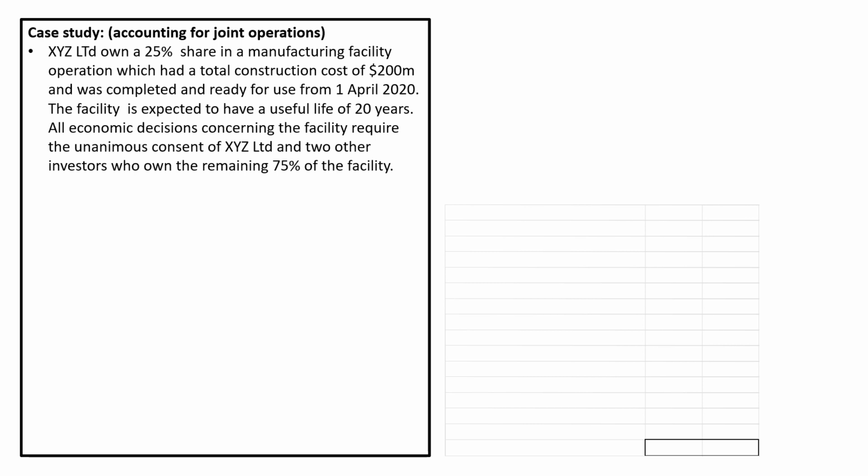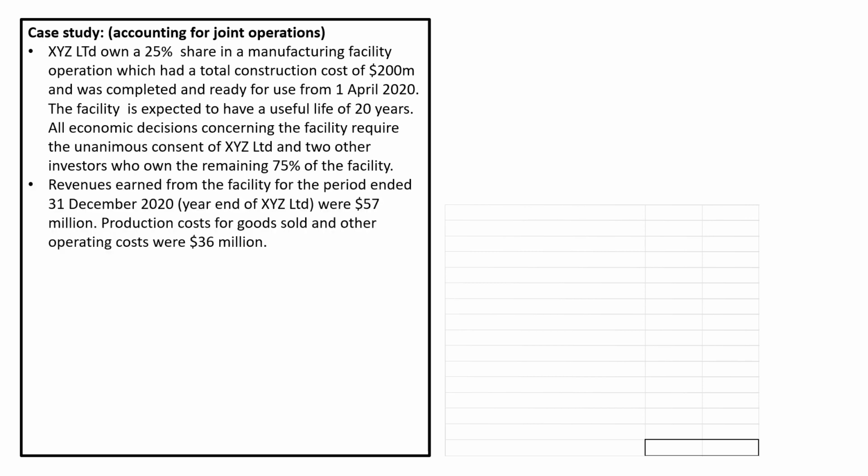Here we look at a case study. How do we account for joint operations? XYZ Limited owns a 25% share in a manufacturing facility operation which has a total construction cost of 200 million and was completed and ready for use on 1st of April 2020. The facility is expected to have a useful life of 20 years. All economic decisions concerning the facility require the unanimous consent of XYZ and 2 other investors who own the remaining 75%.